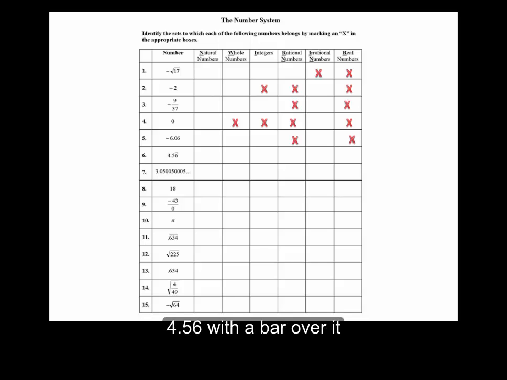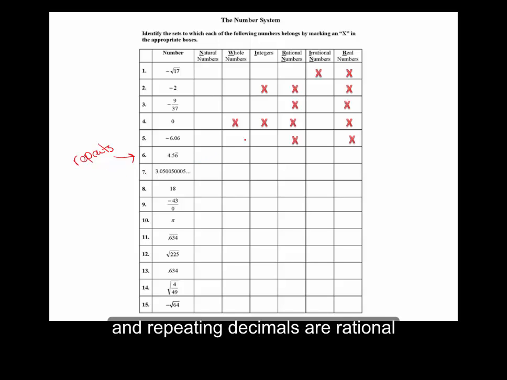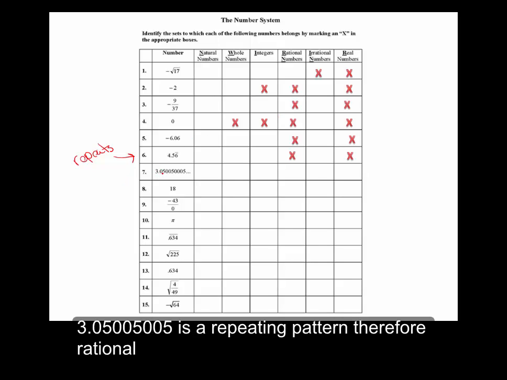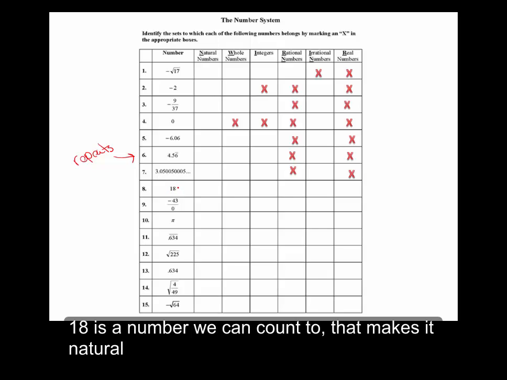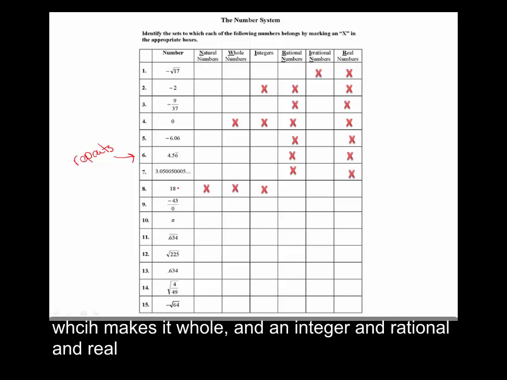4.56 with a bar over it. Now this bar indicates that the decimal repeats. Okay, repeating decimals are rational. They're also real. 3.05005, it's a repeating pattern. Therefore, it's rational and real. 18 is a number we can count to. That makes it natural, which makes it whole and an integer and rational and real.